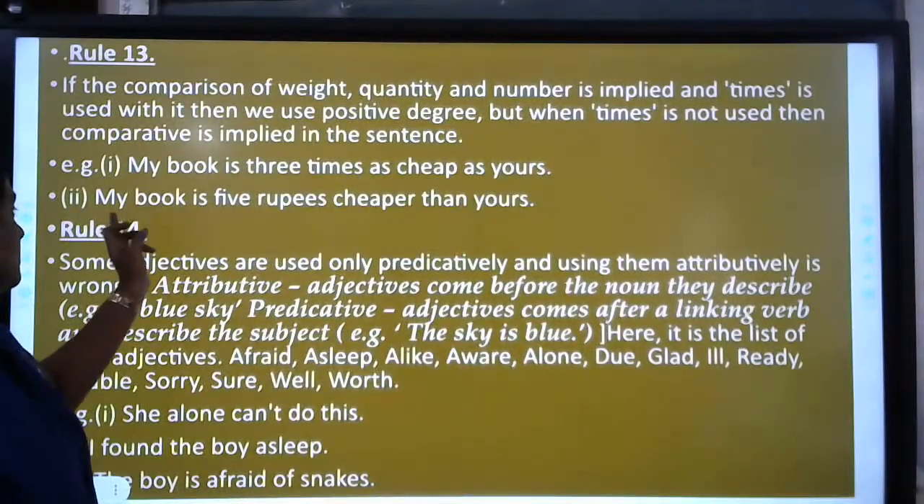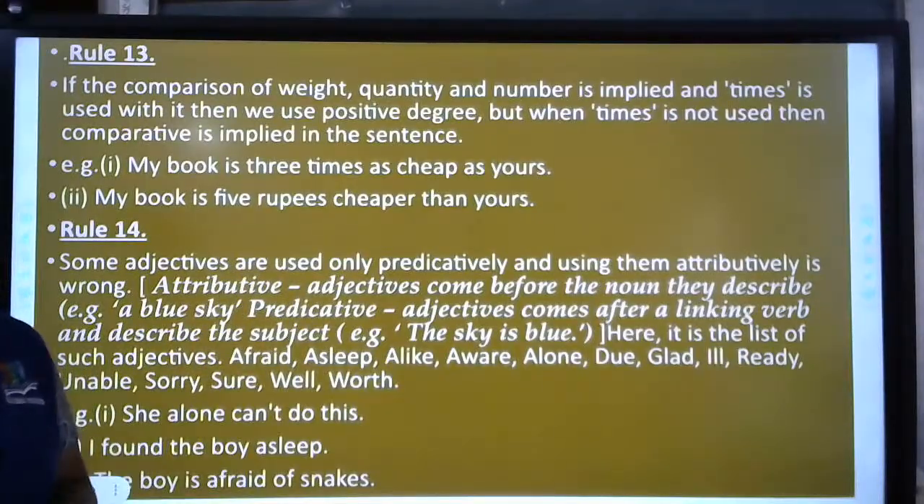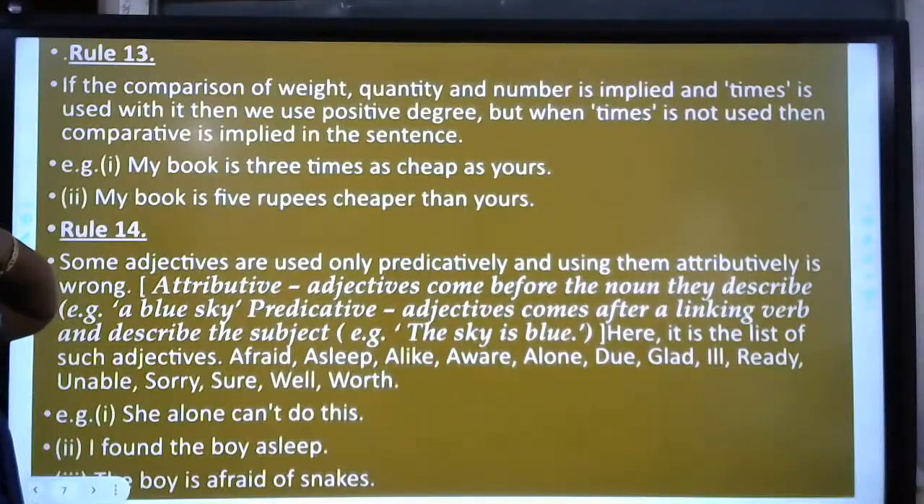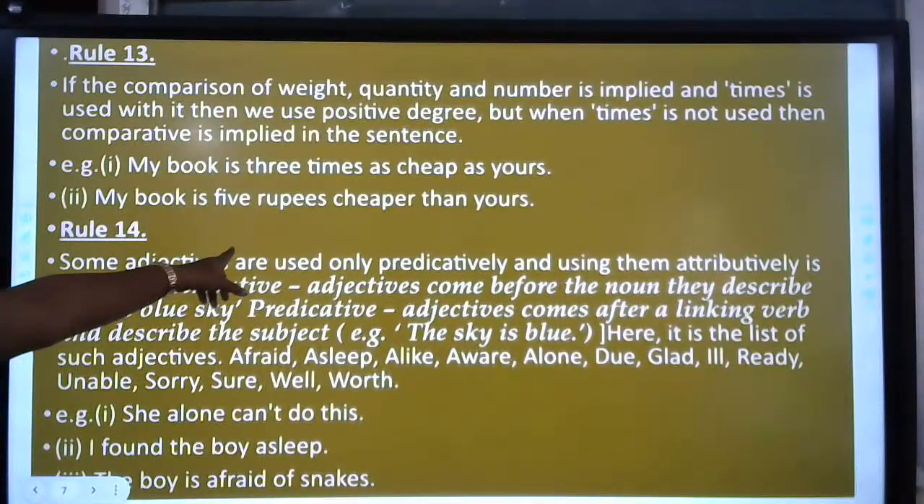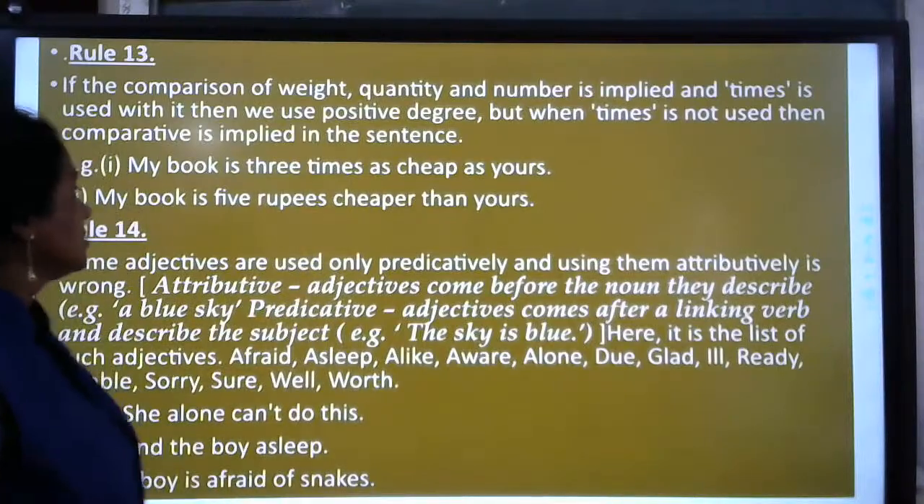And here, my book is 5 rupees cheaper than yours. So what are you able to understand from that? A positive degree, cheap, is used here because the number is used here.